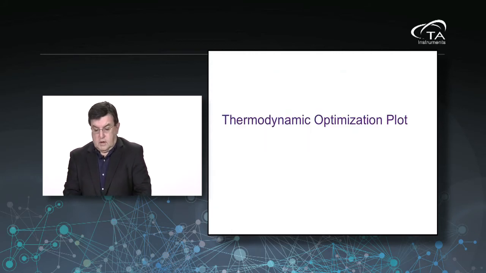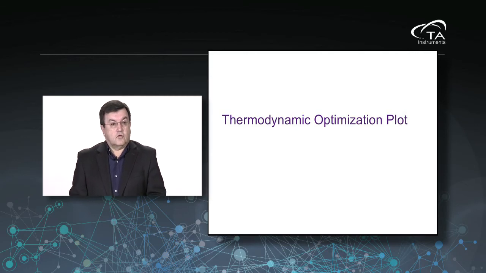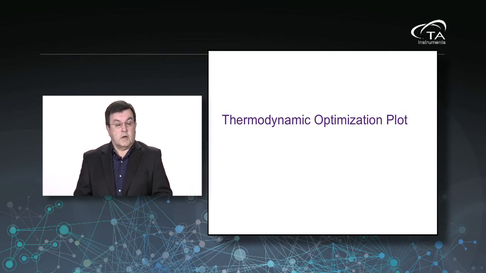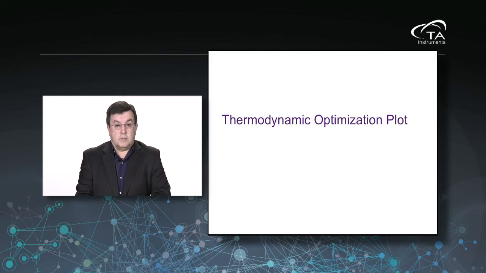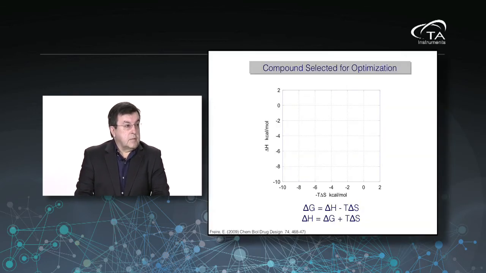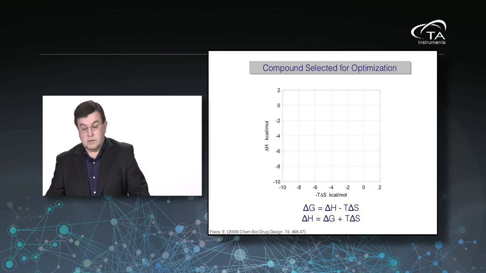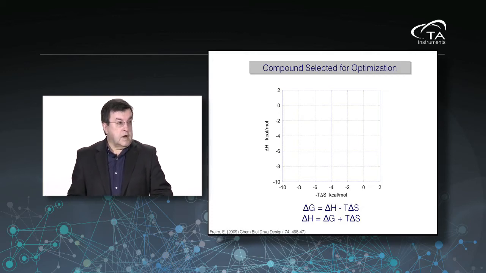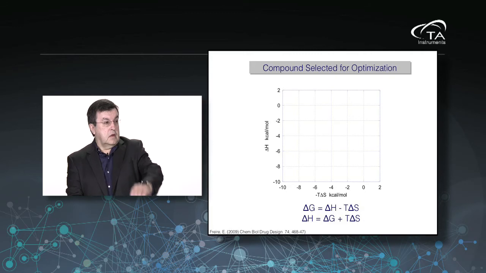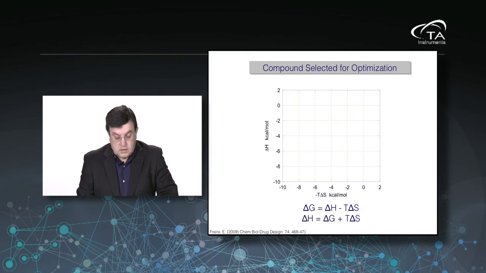So up to now, I have summarized some thermodynamic guidelines, but how can we apply those guidelines in a practical way? And what we've done is develop this idea of the thermodynamic optimization plot. And the thermodynamic optimization plot is very easy to implement. All that is needed is a graph in which the y-axis is the enthalpy and the x-axis the minus T delta S.